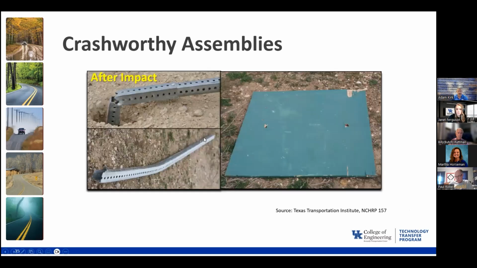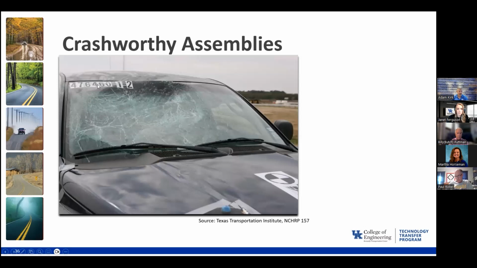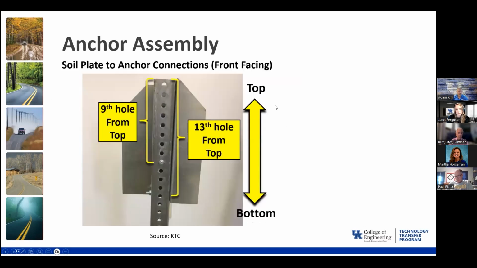So you can see this is the one that failed. And what actually happened is it pulled up out of the ground, and this is the anchor assembly that fractured, as opposed to having that post fracture, and so because it just kind of bent through there. And then you can also see the impact there to the windshield.